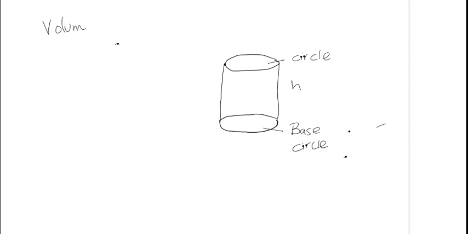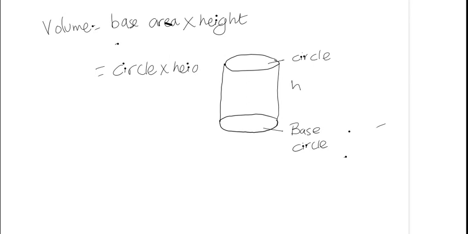Okay, so volume in general, volume of any shape is the base area multiplied by the height. Okay, that's the volume in general for any shape. So here our base is a circle. So it's circle times height.